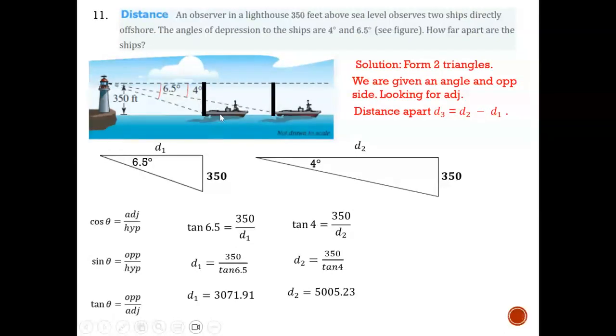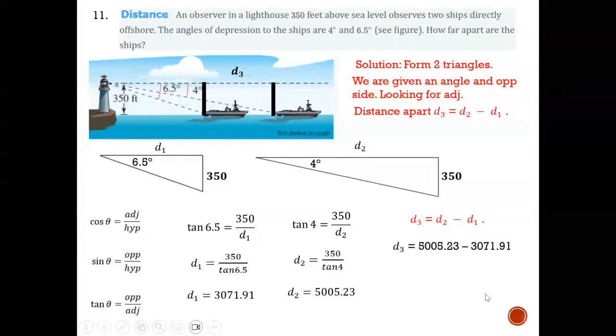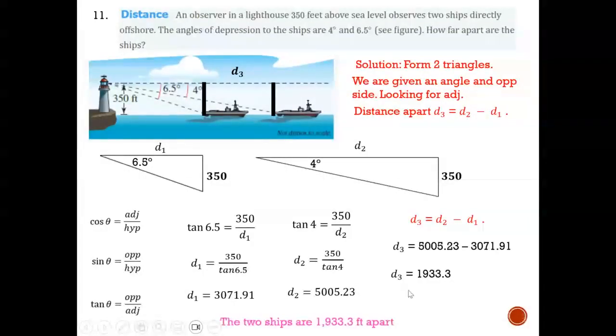Now we're looking for this distance here, guys. I mean, we're looking to see how far apart they are. So distance 3 is equal to distance 2 minus distance 1. So the distance that we're looking for is going to be 5,005.23 minus 3,071.91. So the answer will be 1,933.3 feet. That's the distance we're looking for, the distance between the two ships.